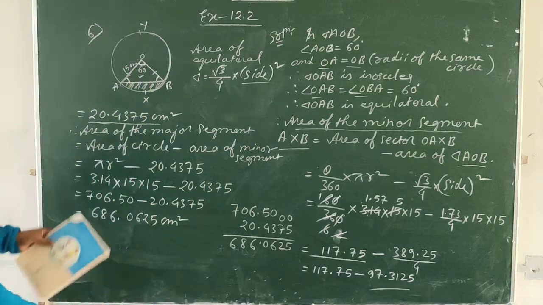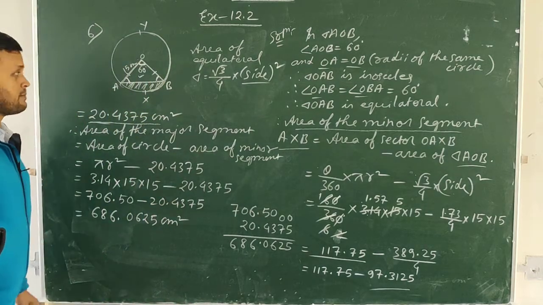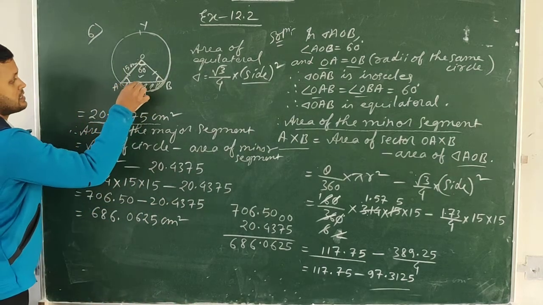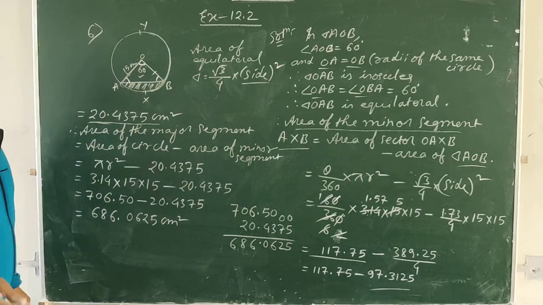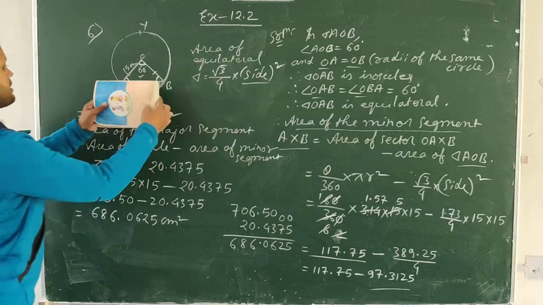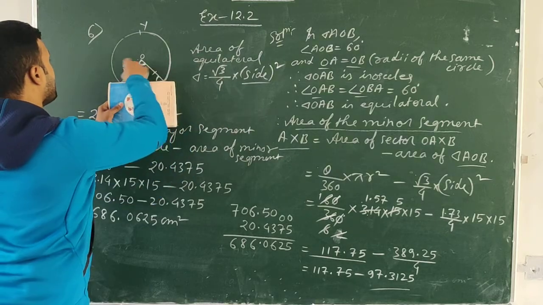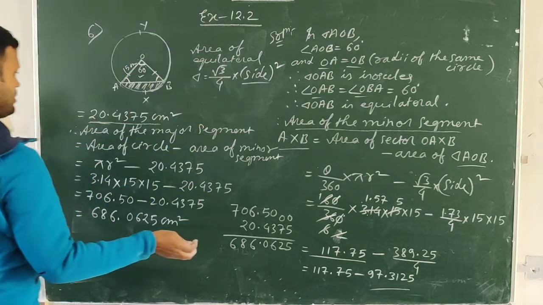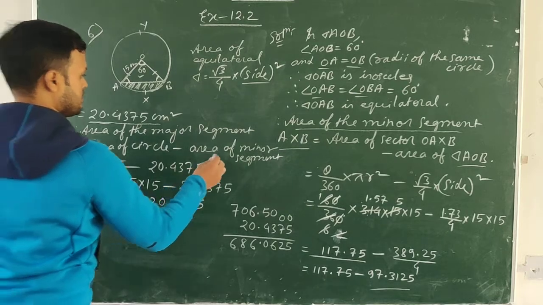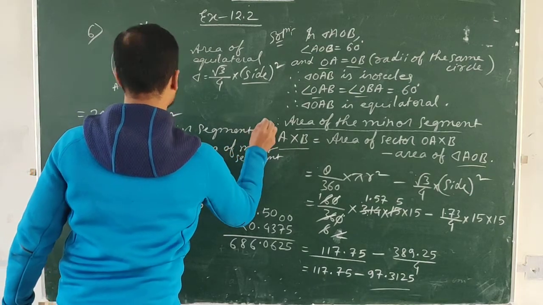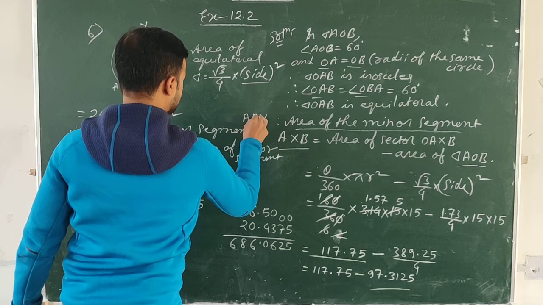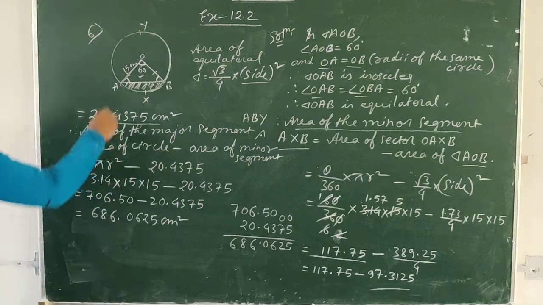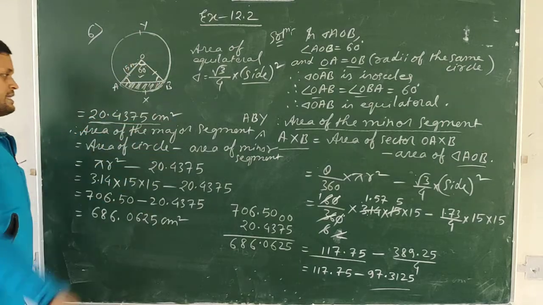And now, students, the area of the major segment. This is the minor segment, isn't it? AXB. This part is the minor segment. Which is the major segment? This part. You can just name it here, ABY, or AYB as you wish.